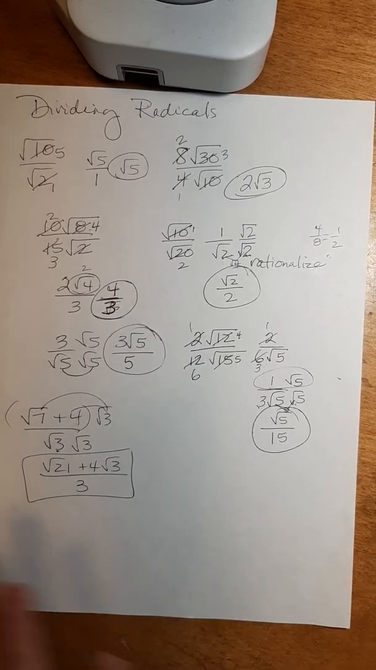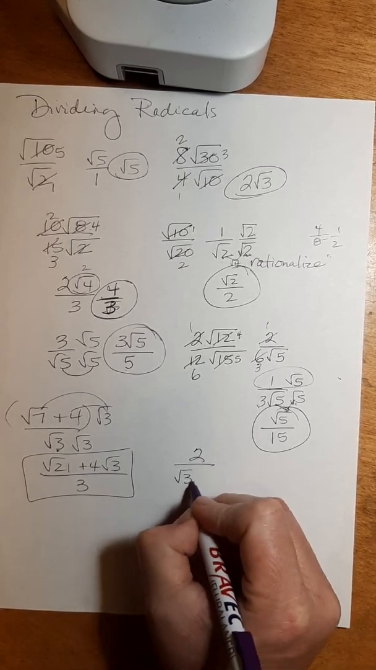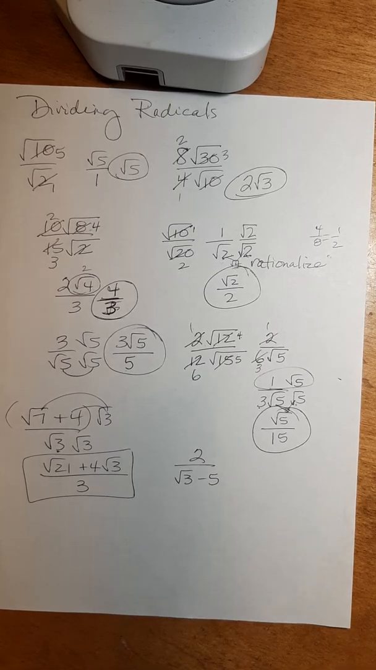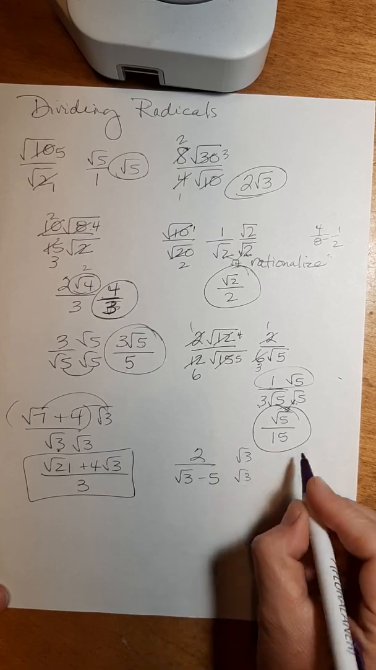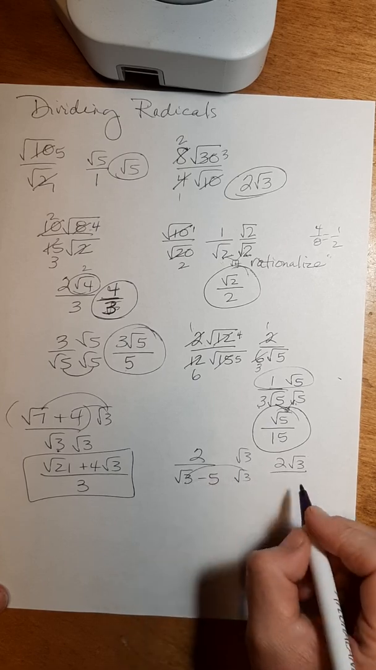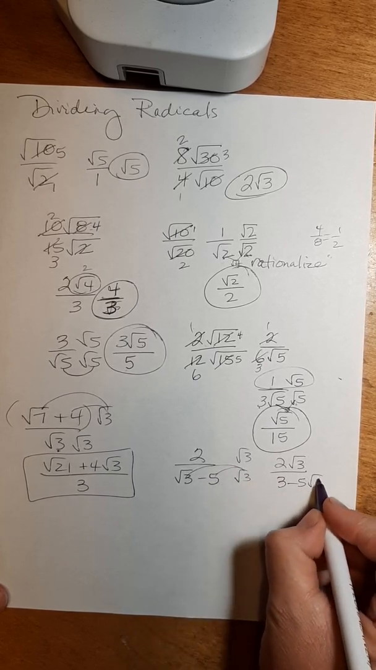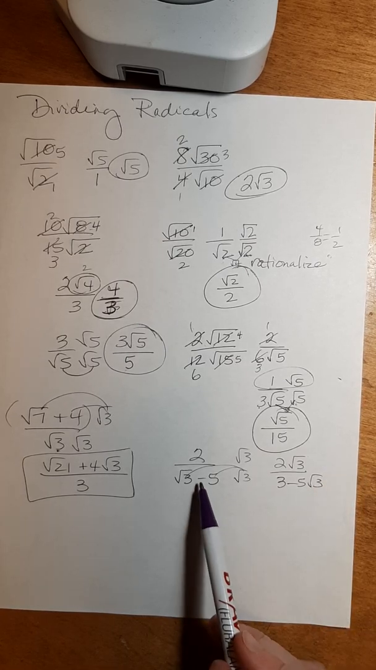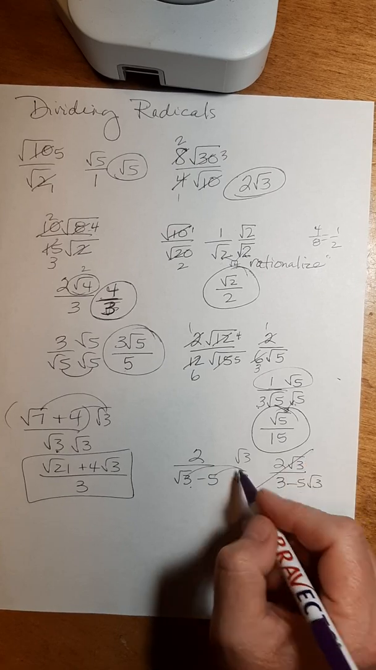Now let's go ahead and just get the hardest we can. What about if they said this? Because I know you're like, oh, square root of 3, so we multiply the top and the bottom by square root of 3. So 2 square root of 3 over square root of 9, or 3, minus 5 square root of 3. Well, I've just gone from bad to worse. That didn't help anything.